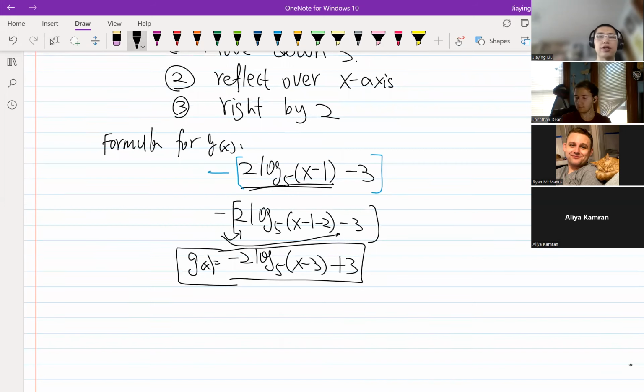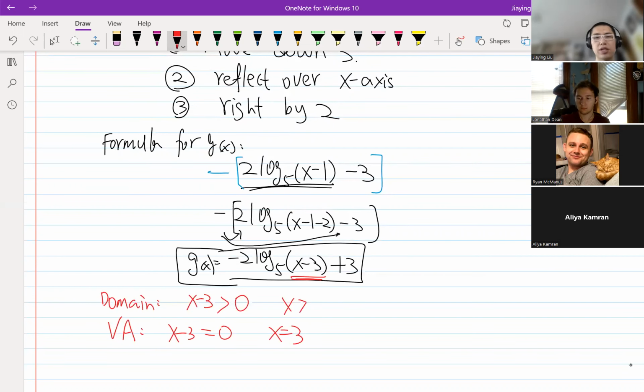So if you remember for log functions, when we want to find the domain, or when we want to find the vertical asymptote, we're going to look inside the parentheses. So the vertical asymptote will be given by x minus 3 equals 0, x equals 3. And the domain is going to be that expression, x minus 3, has to be positive, x greater than 3. So you have the vertical asymptote here, and the domain is either going to be to the right side of it or the left side of it, depending on whether we have a horizontal reflection. We don't. So the graph is probably going to be on the right side of that vertical asymptote.